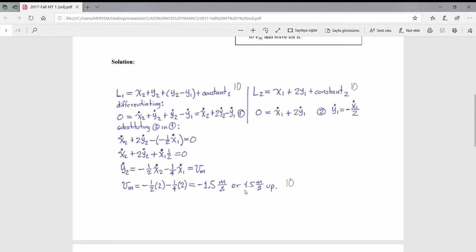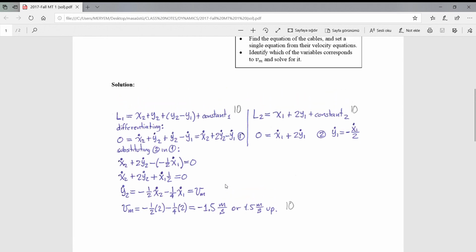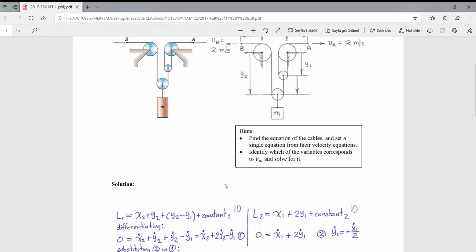So in summary, in this example, the M value goes up with a speed of 1.5 meters per second.